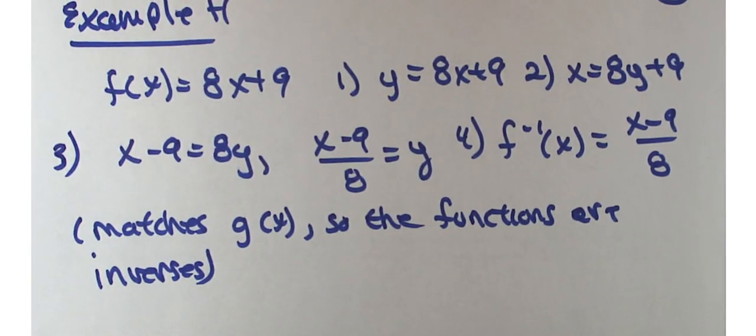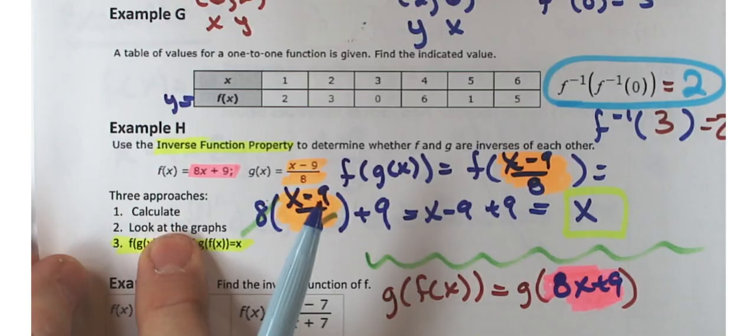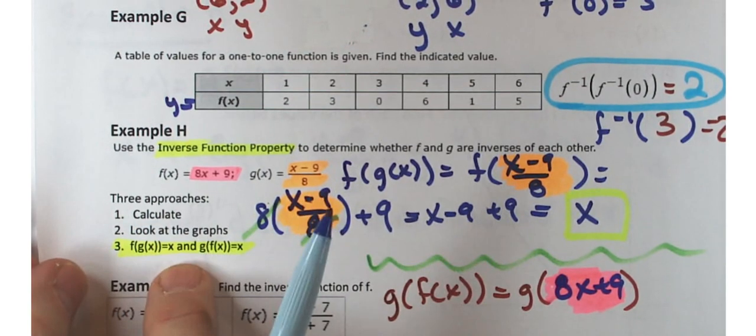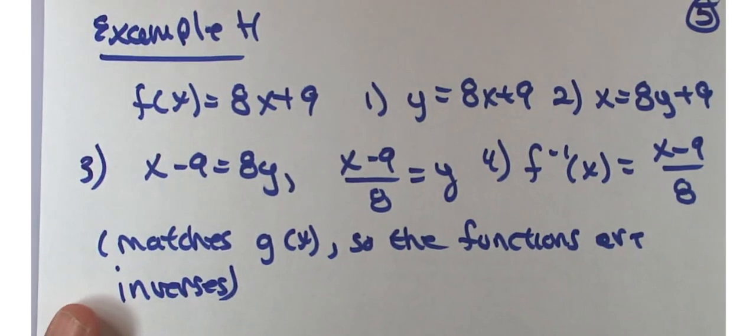So there's three different ways we looked at it. We looked at the inverse function property, we looked at the graphs, and we actually calculated it. So there's a lot of different approaches that can show you that one function is or is not an inverse of the other one.